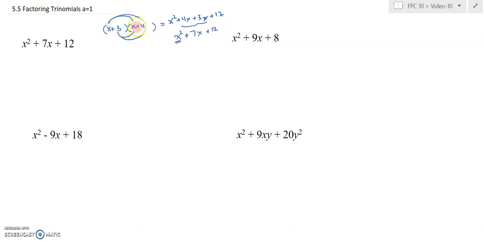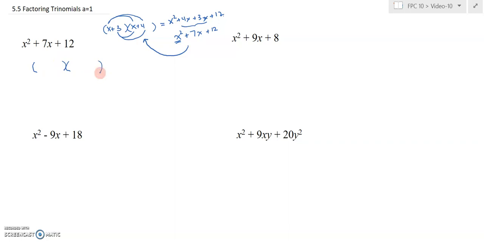It comes from the first times the first. Where does the 12 come from? It comes from the last times the last. And the 7x, which is usually the part that people struggle with, is always the sum of the outer product plus the inner product. And so if I want to work backwards, and if I'm given this product and I want to find out what it factors into, then I work backwards and I have to kind of guess and check.